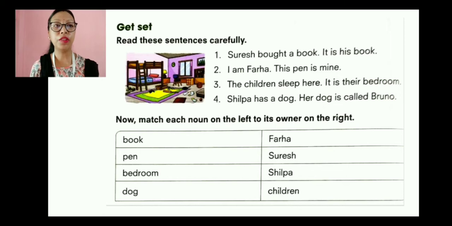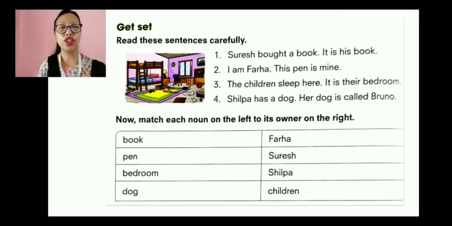Number 3, the children sleep here. It is their bedroom. The bedroom belongs to the children. Then number 4, Shilpa has a dog. Her dog is called Bruno. Whose dog is called Bruno? Shilpa's dog has a name and that name is Bruno.